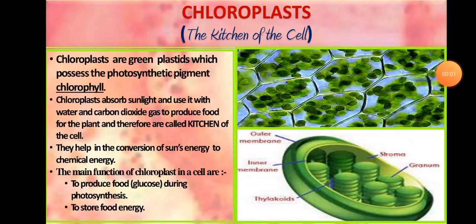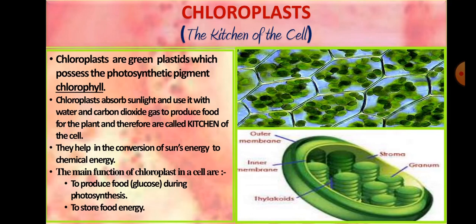Next up is chloroplast. Chloroplasts are the kitchen of the cell. Chloroplasts are green plastids which possess a photosynthetic pigment called chlorophyll. As you can see in the picture above, it shows plant cells containing multiple chloroplasts inside the cytoplasm. The picture below shows the structure of a single chloroplast, which is a double membranous structure. You can see the outer membrane and the inner membrane, inside which stacks of coin-like structures are present.